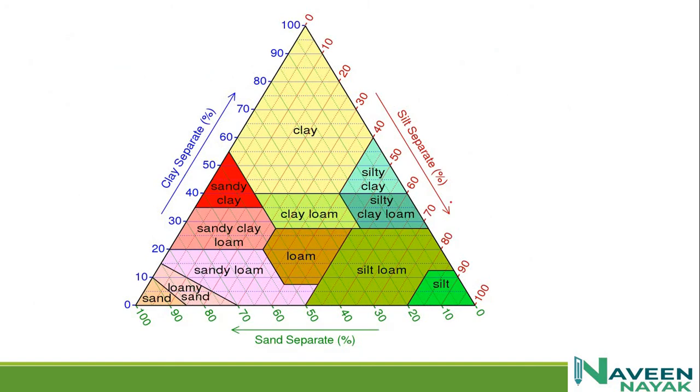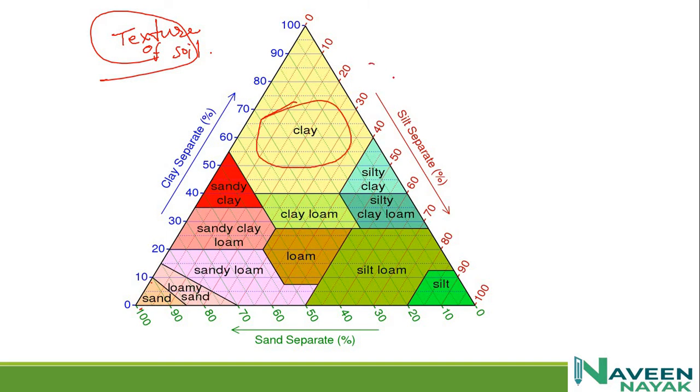You can see here, this is the texture of soil. As the amount of clay increases from zero, you can see here, soil is sand at zero. As the amount of clay increases, it will form clay soil. And as the amount of clay decreases, it will lead to the formation of silt.